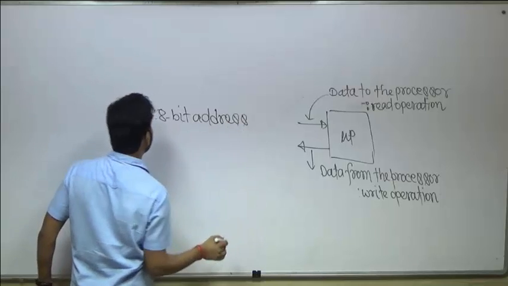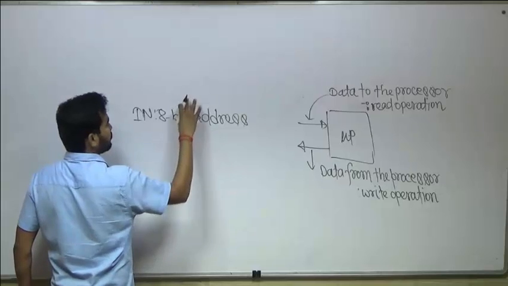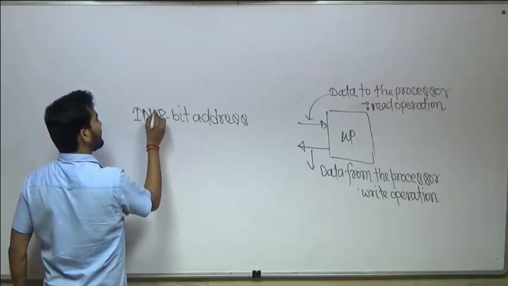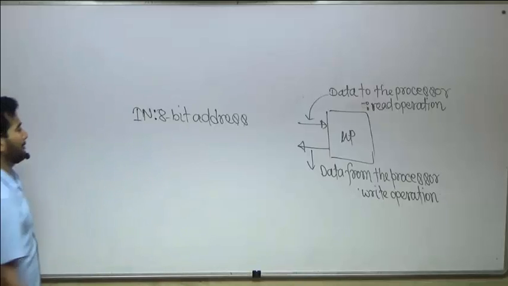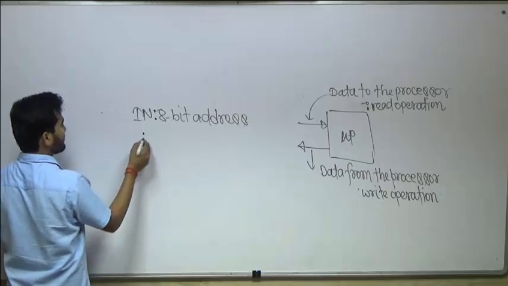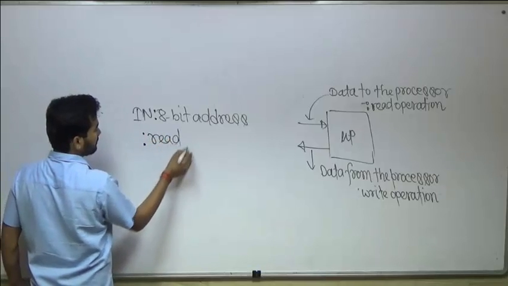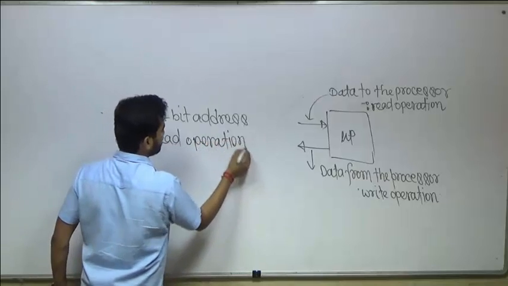In IN 8-bit address, this means what? At this 8-bit address, whatever data is there, that data is to be placed onto the accumulator. This is equivalent to a read operation.